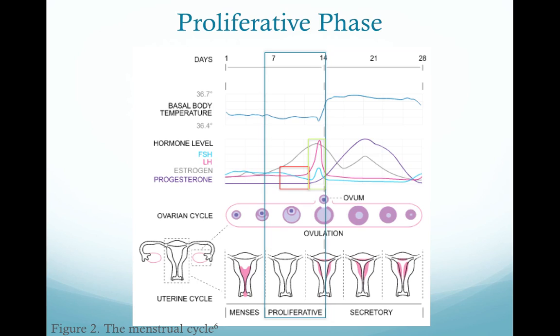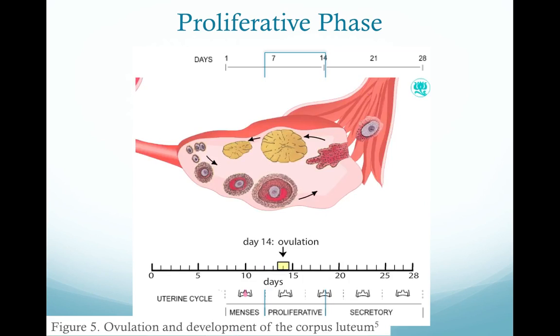This spike in LH is what causes the ovum to rupture from the ovary, which is termed ovulation. The LH then causes the corpus luteum to form from the remaining follicles.